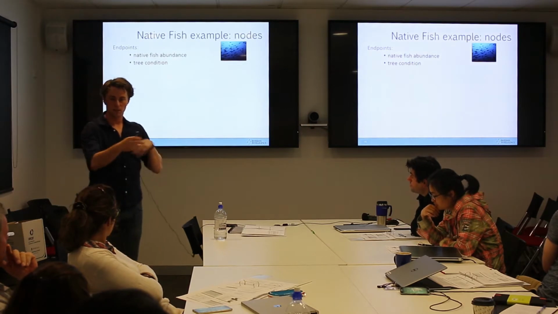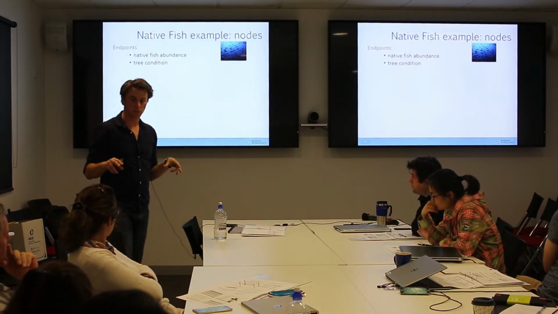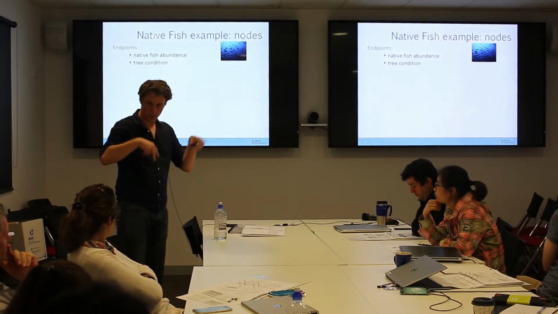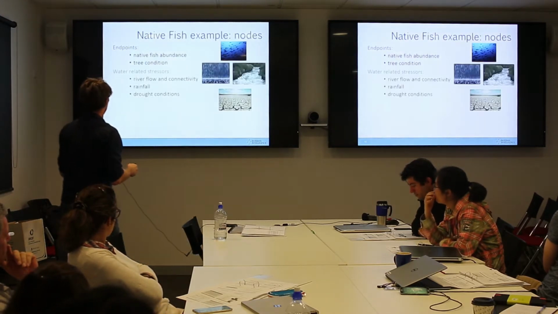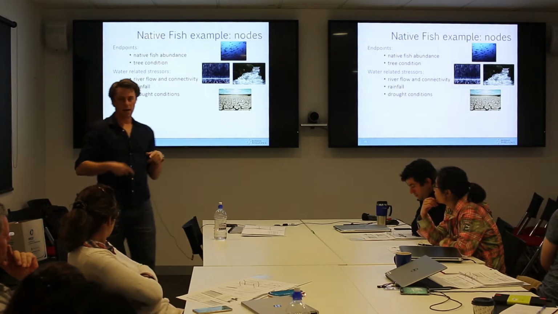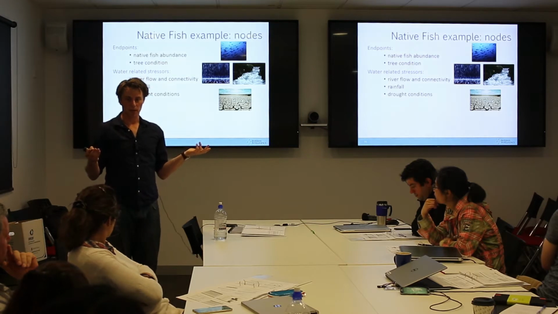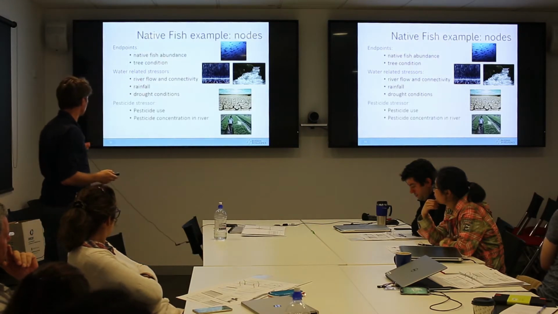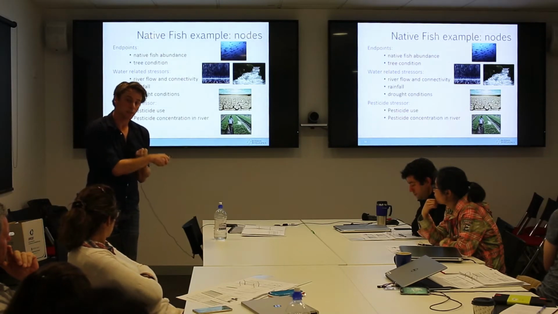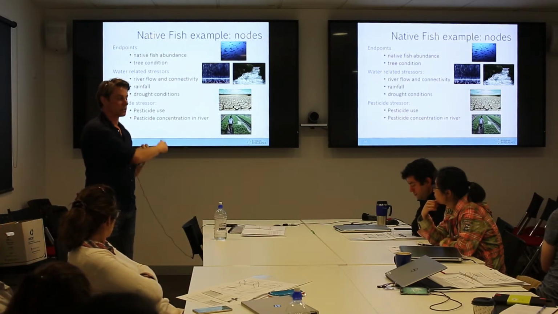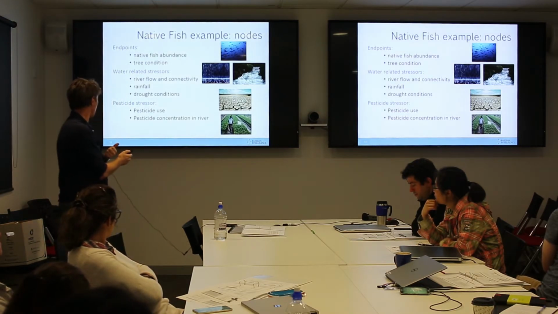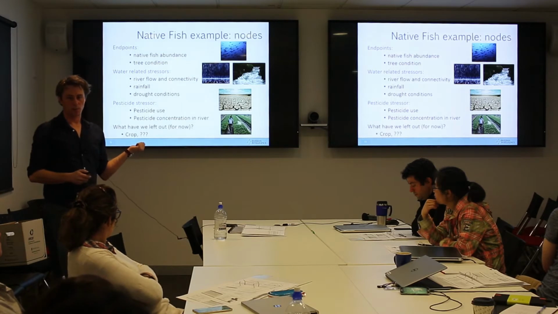We want to know how the ecological system is going, which is measured by the native fish population and the tree conditions around it. We've got a whole lot of water-related stresses: how's the flow going through the river, how much rainfall there is, and whether we're in a drought condition. There are also pesticide-related stresses, so whether we're actually using pesticide and how much we're using on the crops, and how much of that pesticide is actually ending up in the river, so what's the concentration in the river. And there's other stuff about crops.